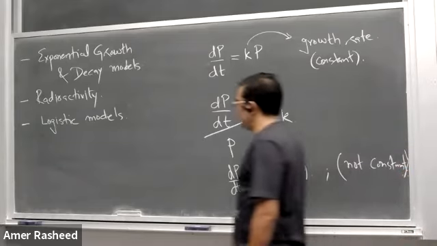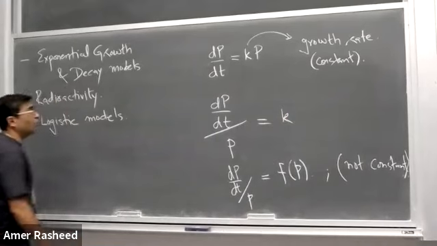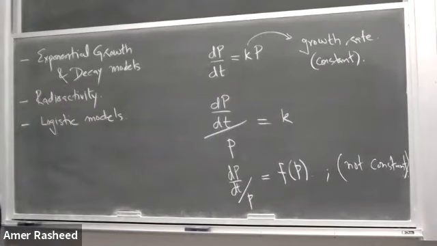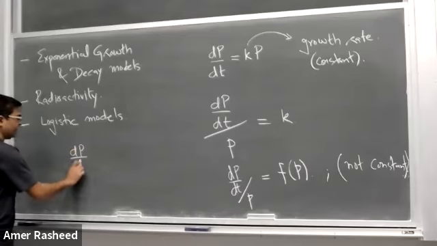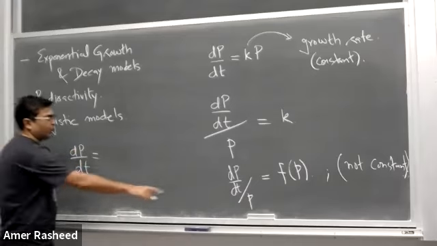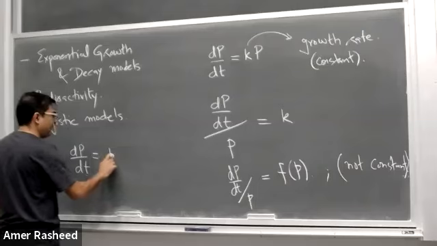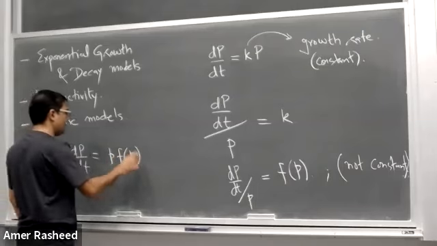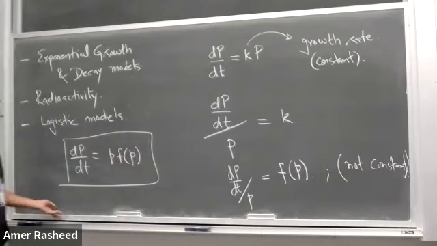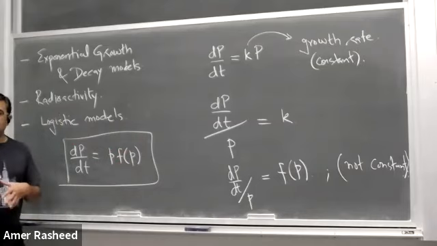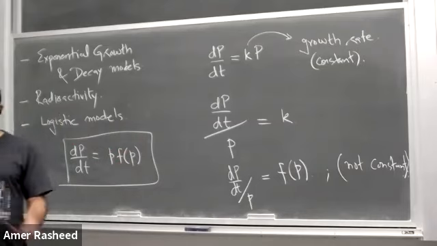In this situation, what would be the model of the growth rate? It would be dP/dt is equal to, we multiply P on the other side, P f(P). This is our equation which can model the growth whenever the environment has certain restrictions on the growth.